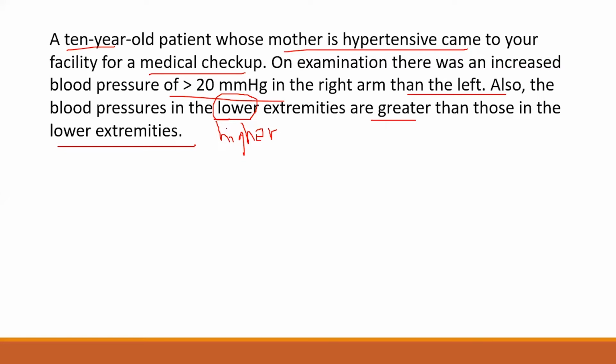But let's quickly go through the questions over here, then we'll analyze it. So what is your likely diagnosis? Definitely, we are looking at coarctation of the aorta. There's narrowing of the aorta, either before or after the ductus arteriosus, but it must be after the left subclavian artery.